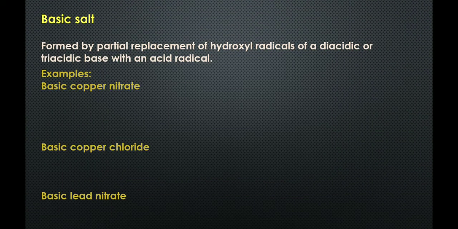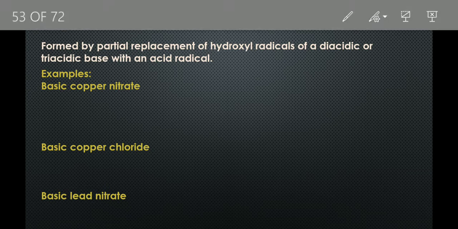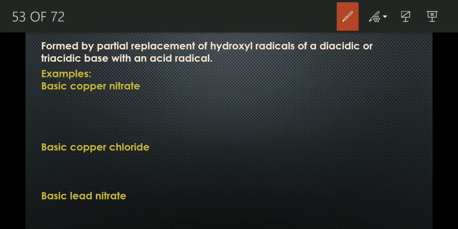Now, next is the basic salt. What is a basic salt? A basic salt is formed by the partial replacement of the hydroxyl radicals of a diacidic or triacidic base with an acid radical. That means it can be a diacidic or triacidic base, and we know that in a base hydroxyl radicals are present. This type of salt will be formed by the partial replacement of those hydroxyl radicals with the help of an acid radical. Let's take an example like basic copper nitrate. The formula of basic copper nitrate is Cu(OH)NO3.